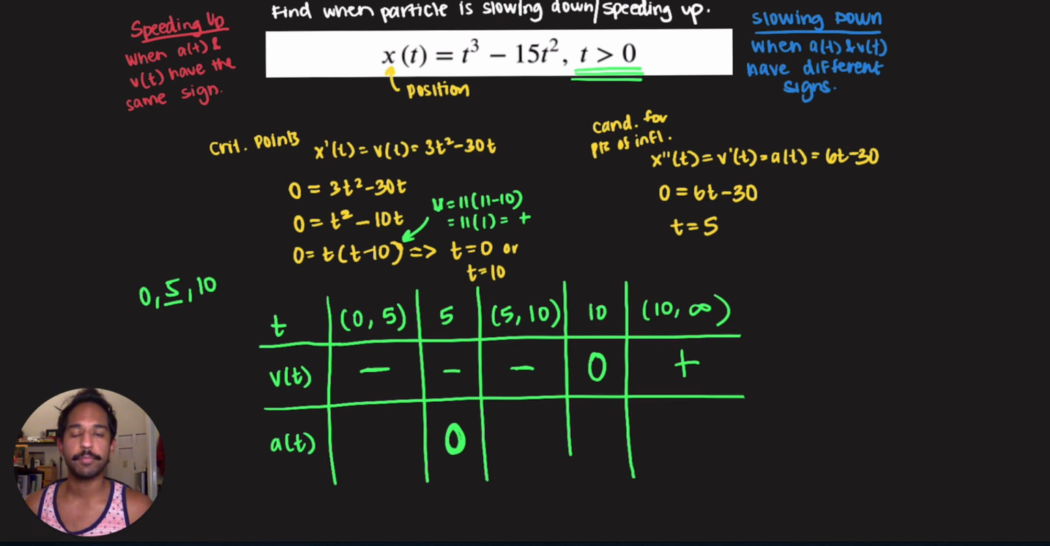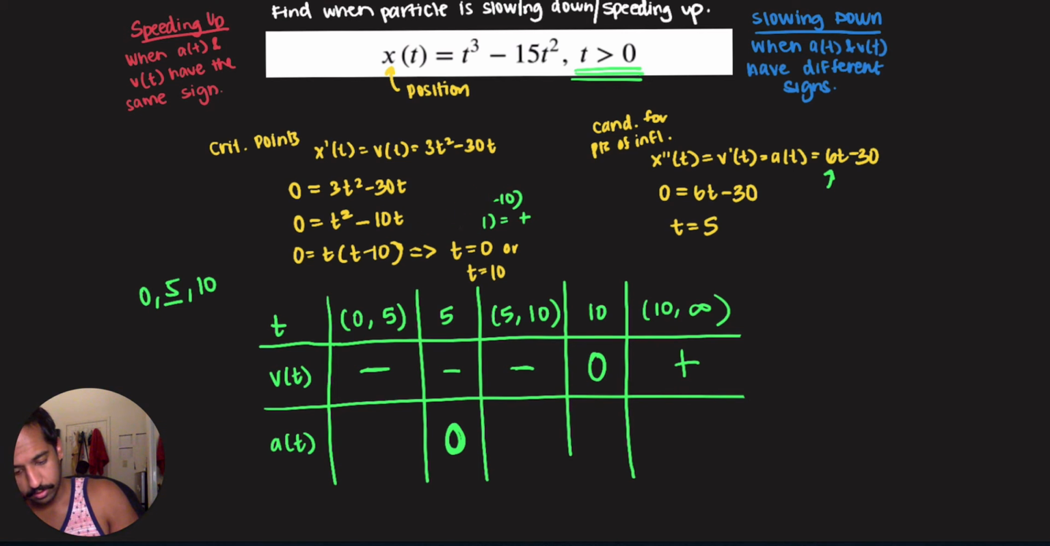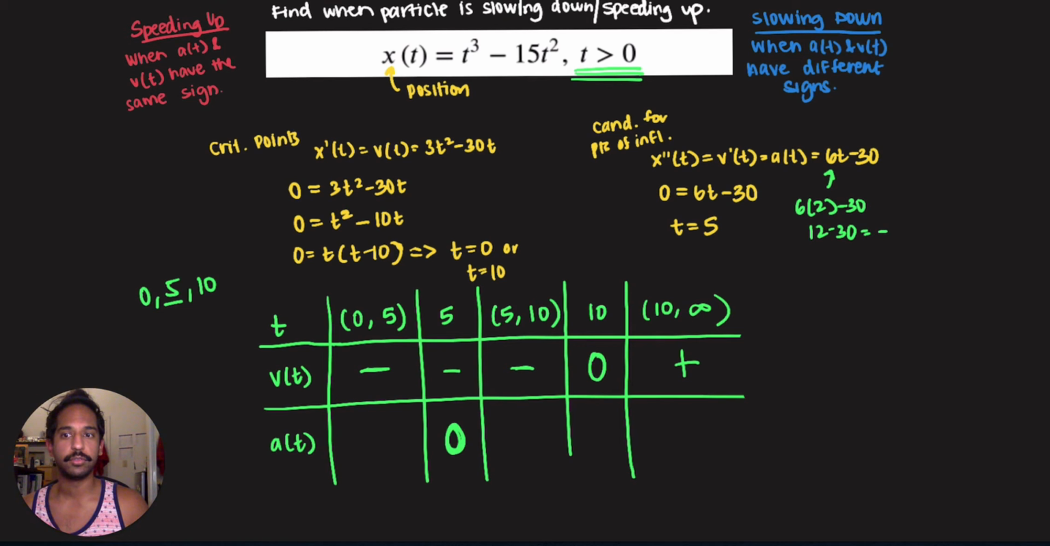Now we need to do the same thing, but for the acceleration. Here I want to find a number between 0 and 5. 2. Cool. I'm going to erase this so we don't get confused by it. We're looking at the green, and so let's plug in 2: 6 times 2 minus 30, 12 minus 30. I don't really care what it is. I know it's going to be negative, though, because we're subtracting a big number from a small number, so that means that anything over here will be negative.